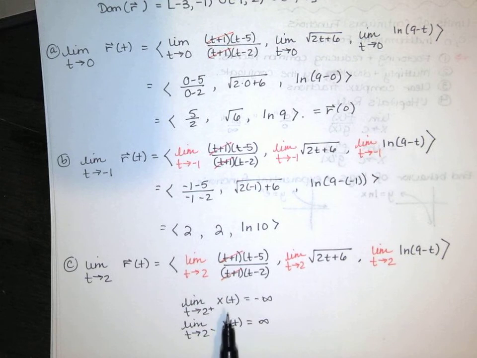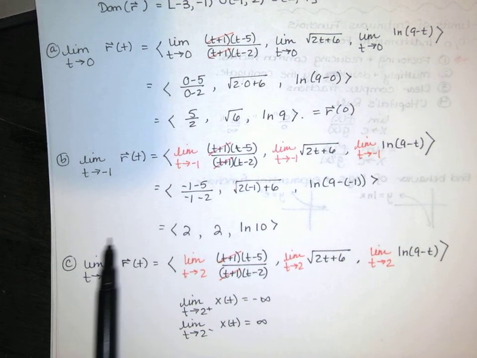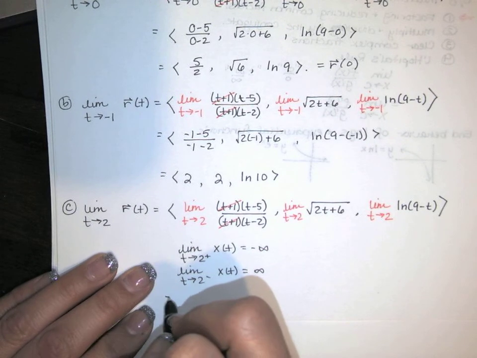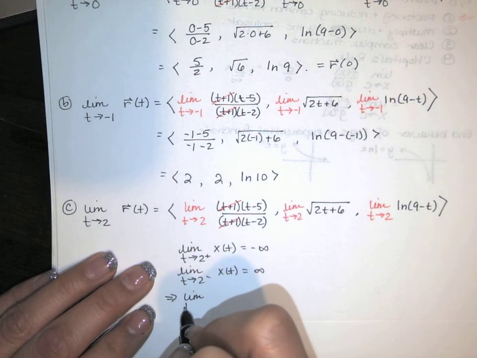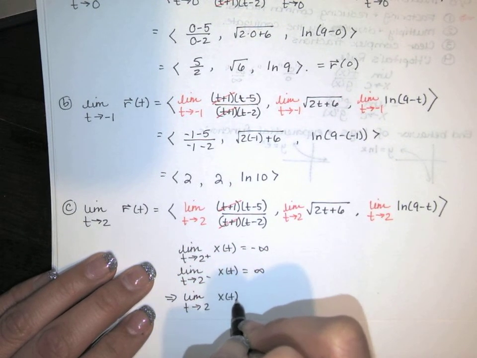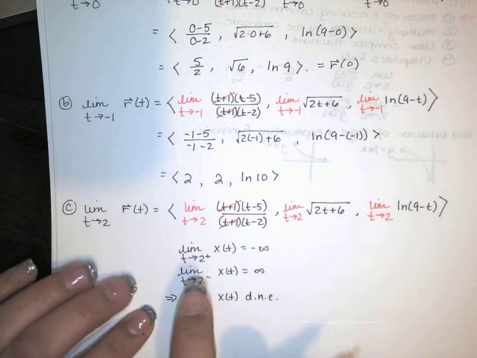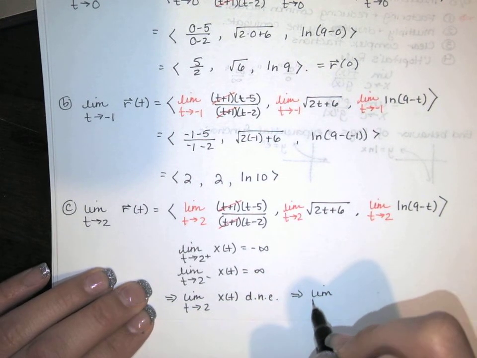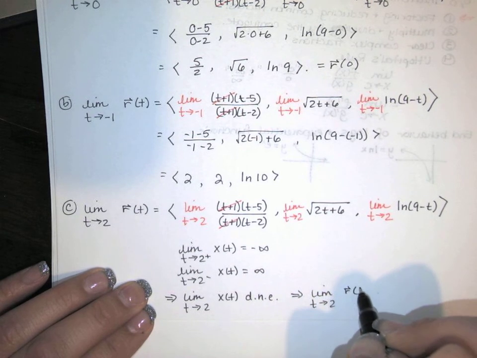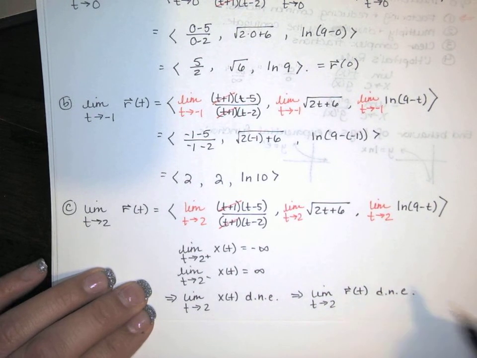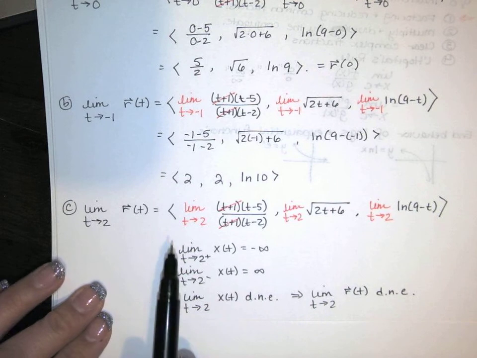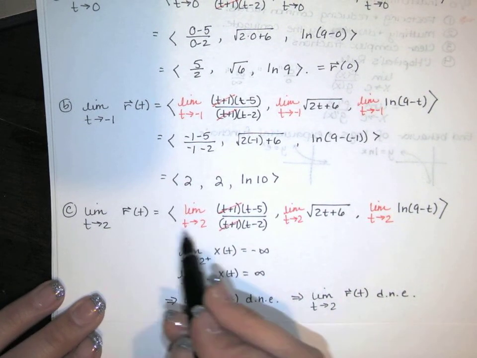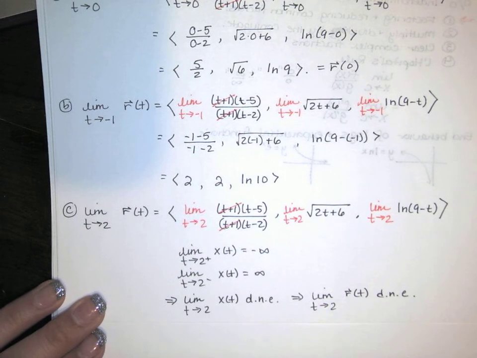So the limit in general does not exist. And if this limit does not exist, this limit does not exist. So we'll say this is true, which implies that this is true. And if the limit of one of these components does not exist, that means the limit as t approaches 2 of r of t does not exist. So this equality up here is actually incorrect. This is true provided that these limits exist.